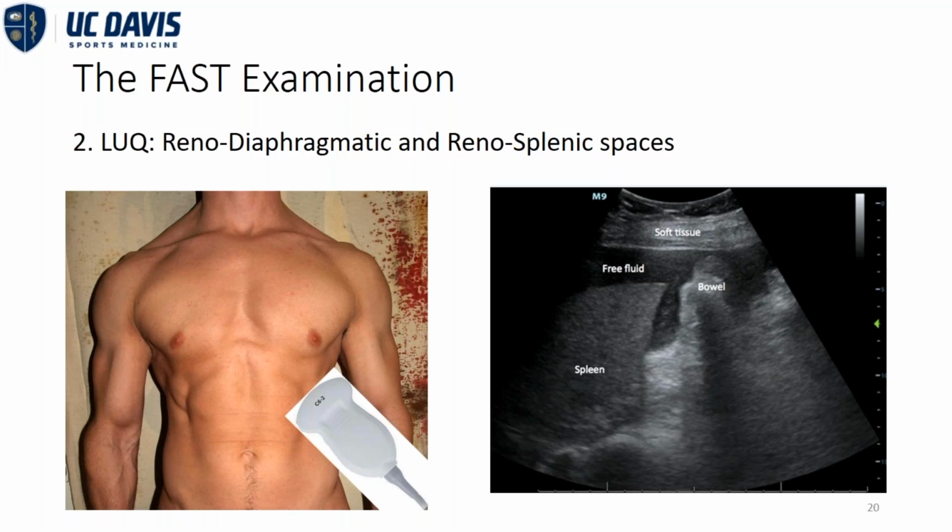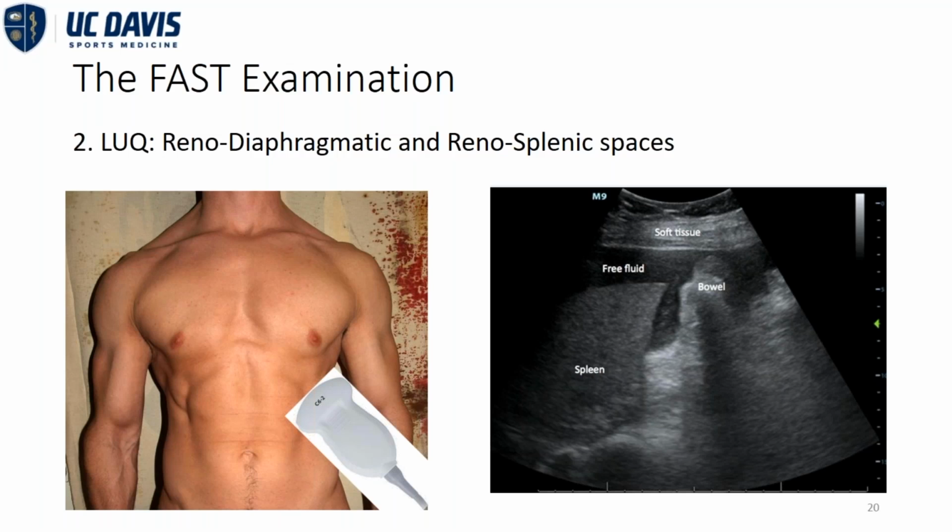And so on this study, you're actually going to need to put your transducer a lot more posterior and superior on the body in order to visualize the interface between the spleen and the kidney. And it's just as important to visualize the interface between the spleen and the diaphragm on this view as well, because blood can collect in those two places equally.